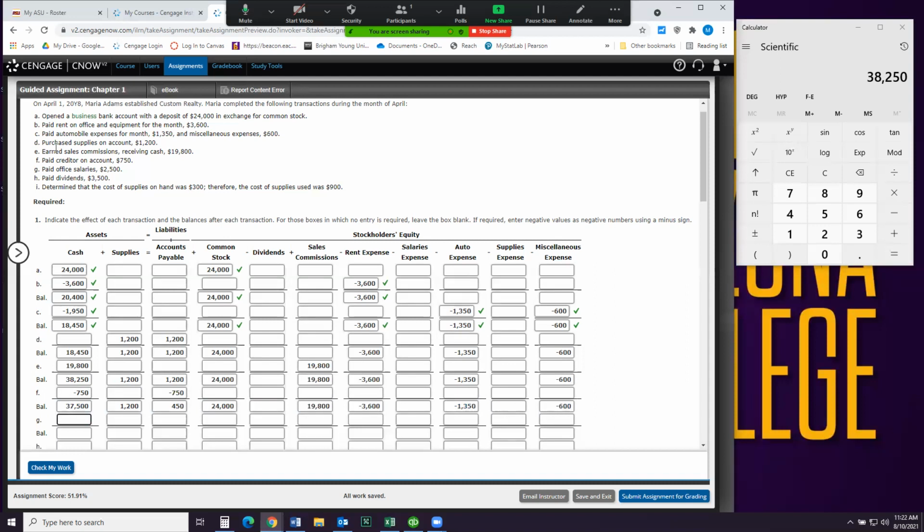All right, G, we paid our office salaries of 2,500. So our cash will go down by 2,500. Oops. And our salaries expense will also be a negative 2,500. All right, our balance, 37,500 minus 2,500 is 35,000. Just bring these ones down because they haven't changed.